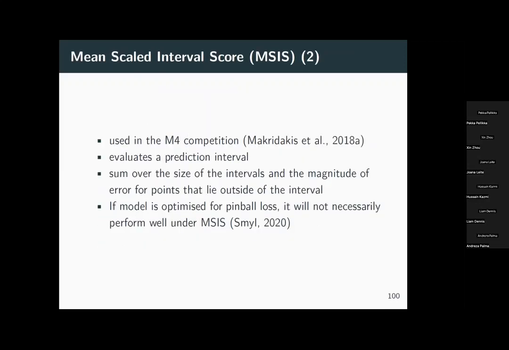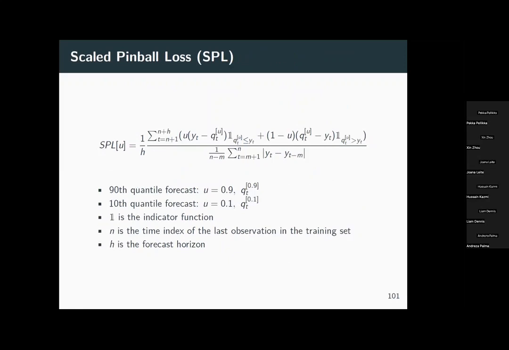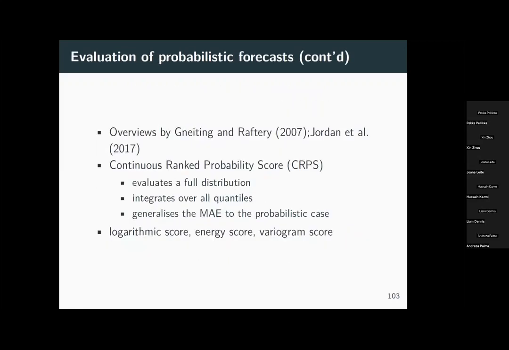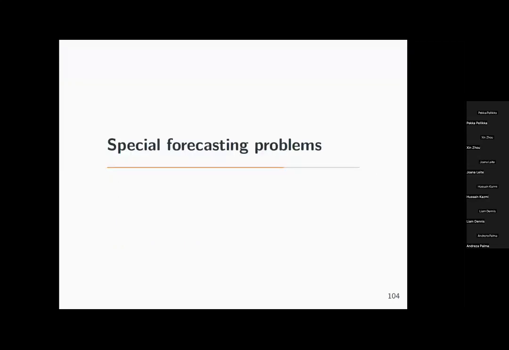So MSIS. Then you have other measures like scaled pinball loss, weighted scaled pinball loss, CRPS, logarithmic score, energy score, variogram score. My message here is just that forecast evaluation is difficult with point forecasts, and with probabilistic forecasts it's also difficult, but there are obviously ways to do it. Now we want to take the last 5 minutes or so to go into some special forecasting problems.